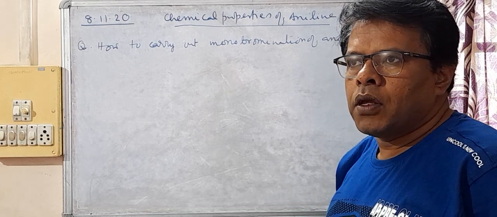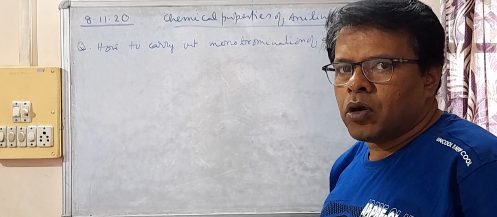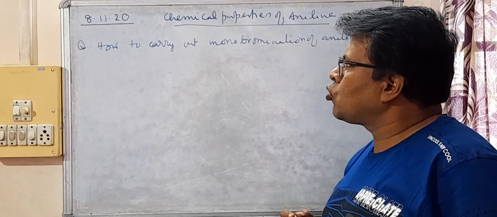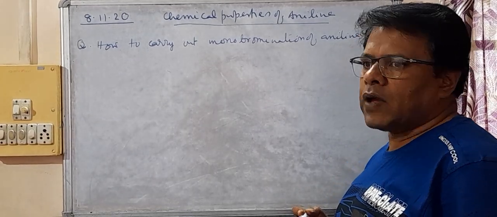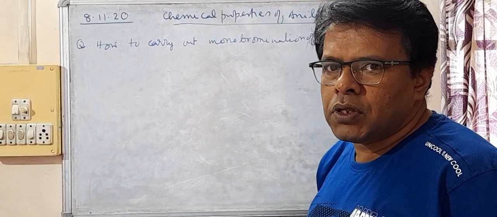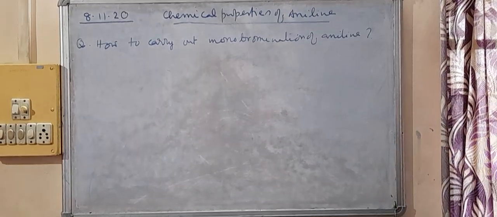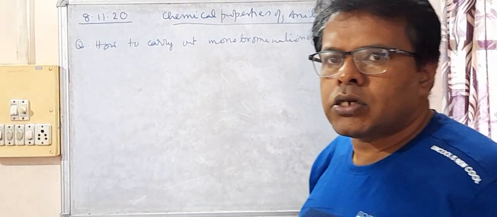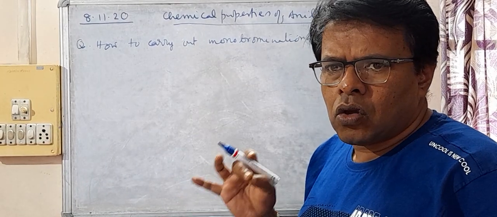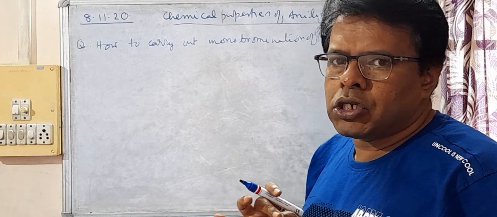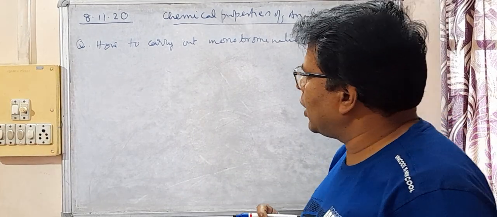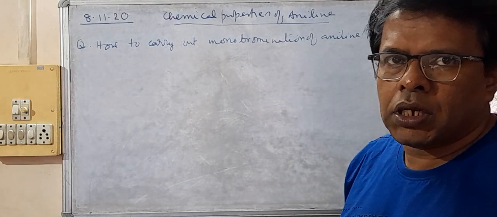Good evening, children. So, continuing with the chemical properties of aniline, here is a question: how to carry out monobromination of aniline? We know that when aniline is treated with bromine water, there occurs tribromination. Bromine comes at ortho and para positions, and there occurs trisubstitution. So, that's why the question arises how to carry out monobromination.